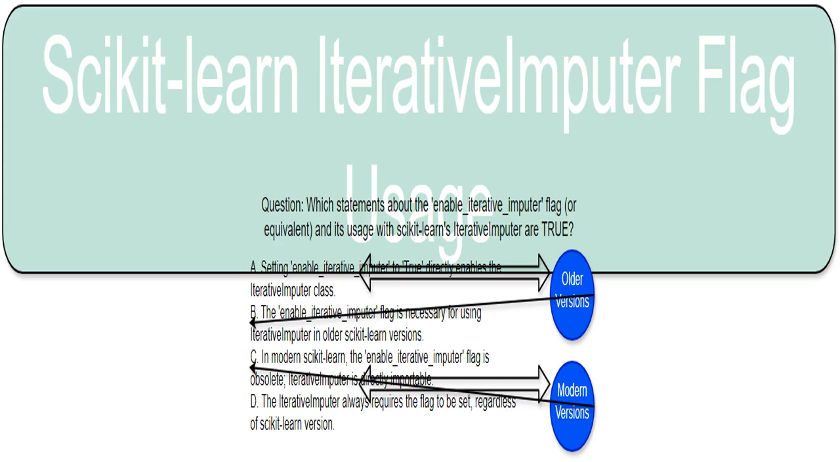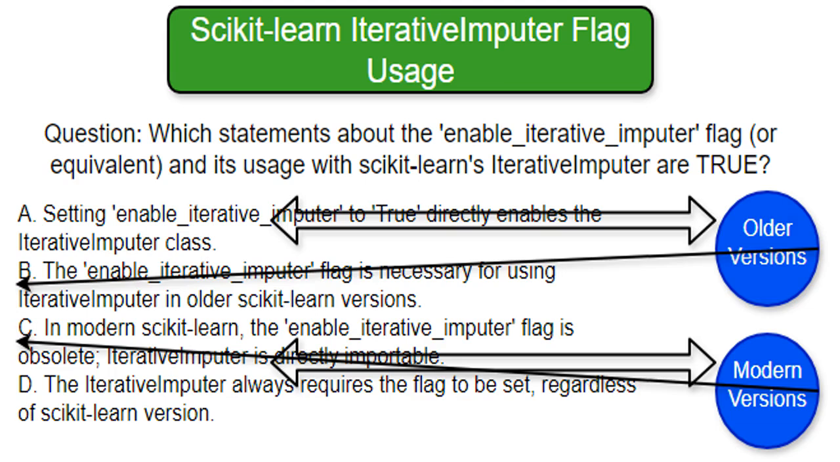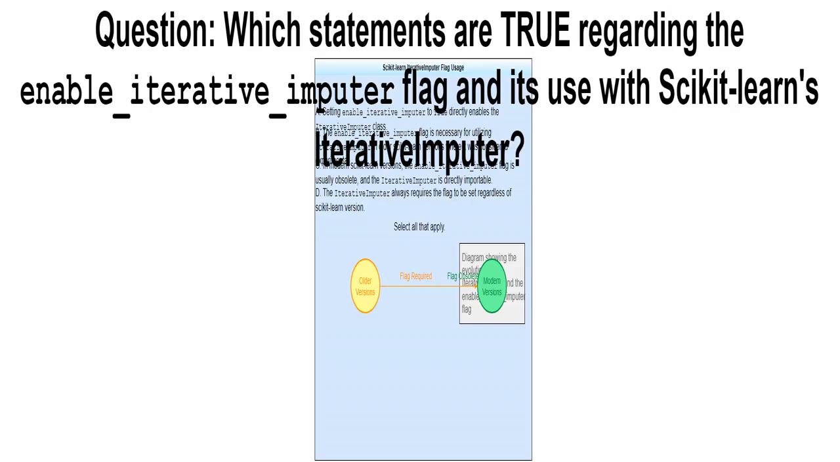That's like quizzing you on the evolution of a video game's features across different versions. This is the overall topic focusing on the use of a specific class, iterative imputer, within a machine learning library and how its use changed based on the version of the library. That's like studying the history of a video game's features and how to use them across different versions. This question tests your knowledge of how the iterative imputer in Sklearn has evolved. It focuses specifically on whether a special flag was, or still is, needed to use it.